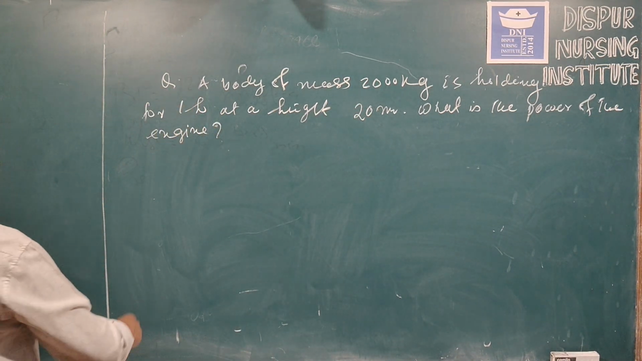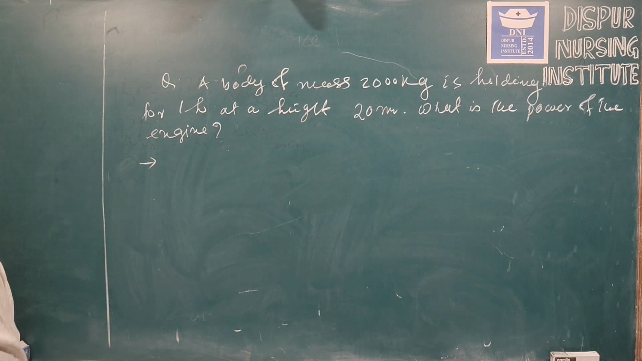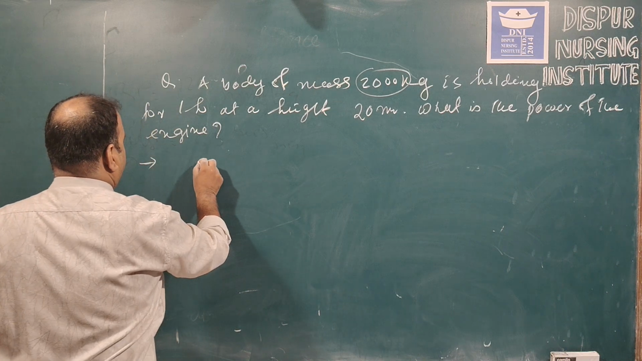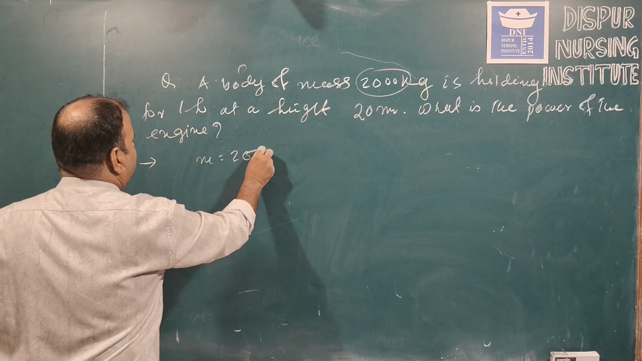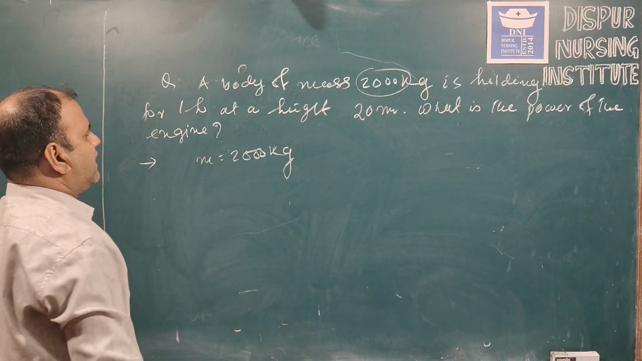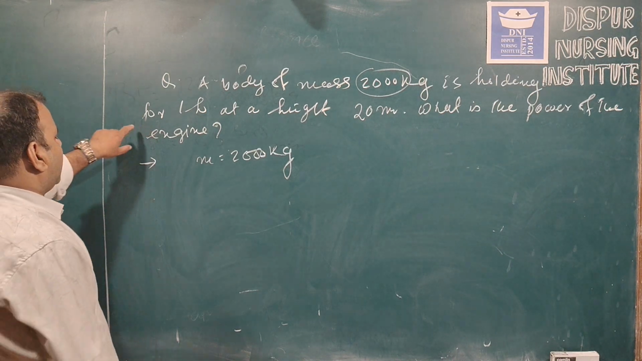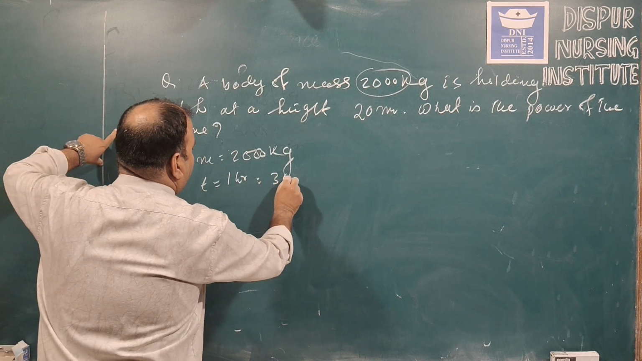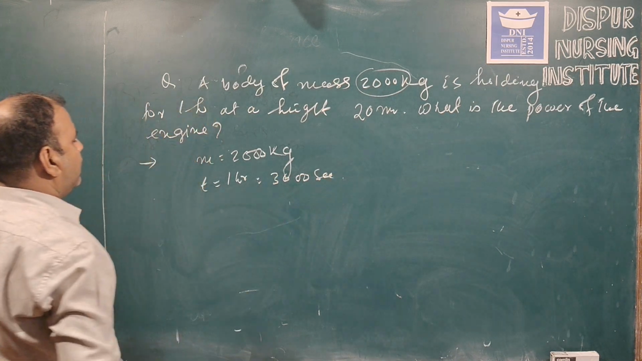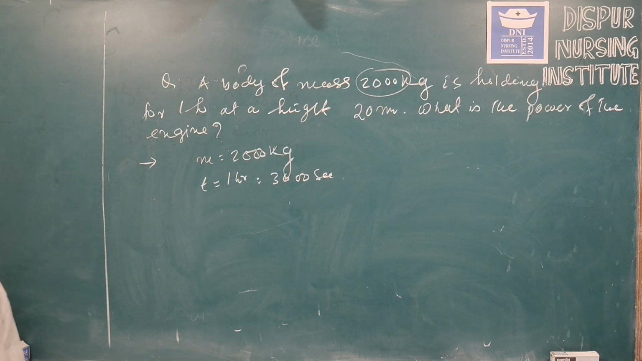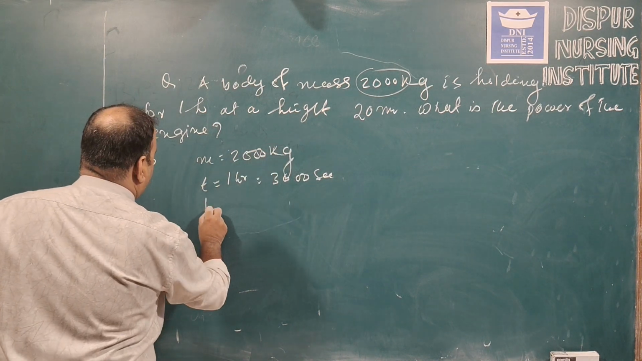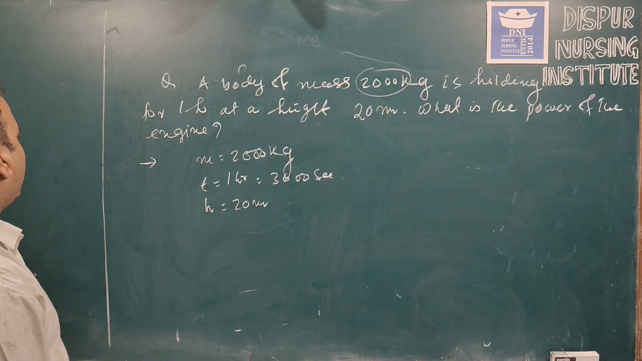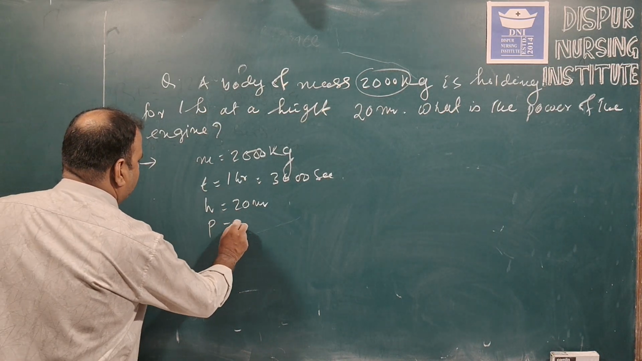Okay, so in this case, first you have to check what is given. The mass is given here, 2000 kg. It is holding for a time, which is given as 1 hour, and 1 hour means 3600 seconds. And here a 20 meter height you can see. And we have to calculate the power of the engine.